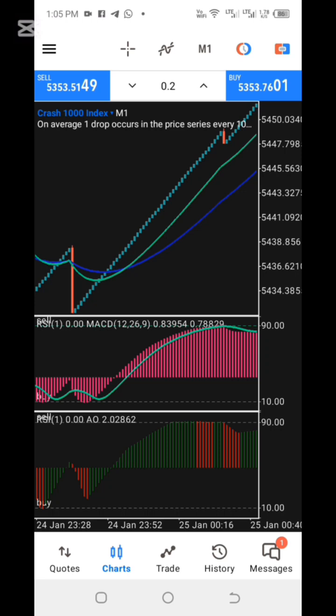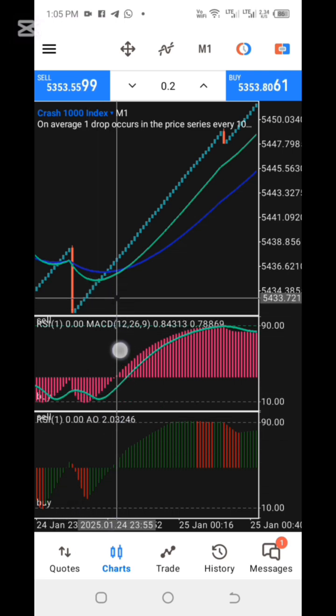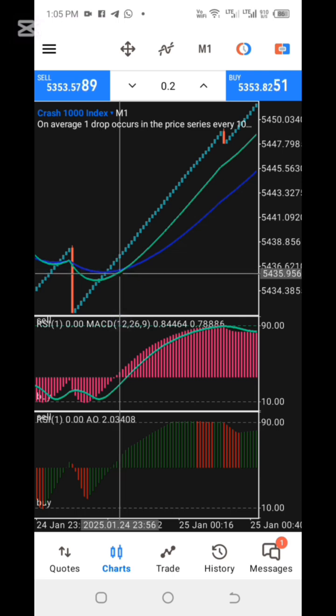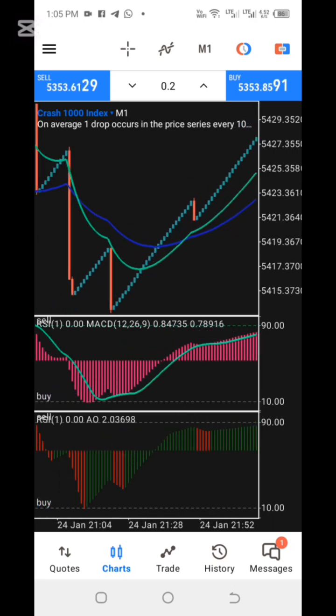Yes, another perfect entry. The MACD reached level 10 and the awesome oscillator, as well as the crossing of the moving average on the main chart, we take 10 candles. Let's look for one last example before we move on to Boom 1000. Here is one last example.